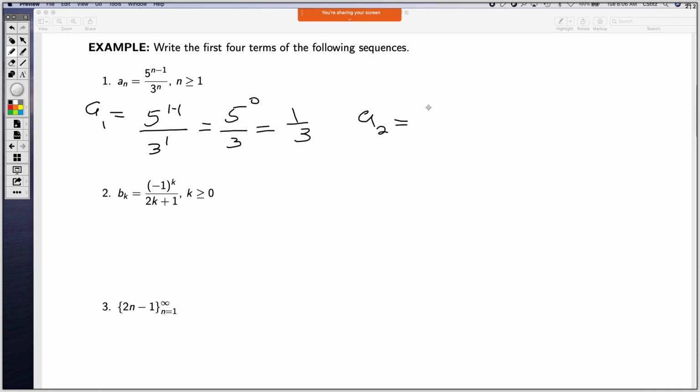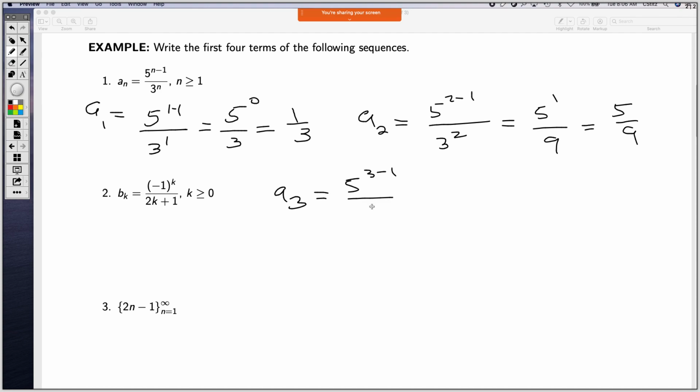A sub 2 would be 5 to the 2 minus 1 over 3 to the 2 power. That's 5 to the first power over 9, which is 5 over 9. A3 means to plug in n equals 3. So I'd have 5 squared over 27, which is 25 over 27.